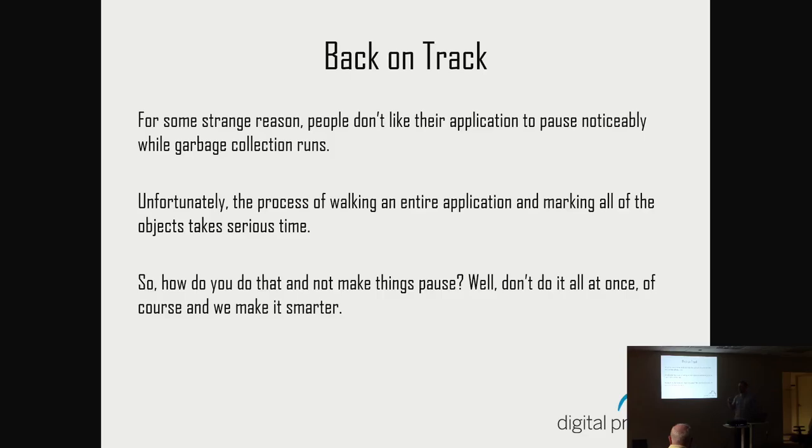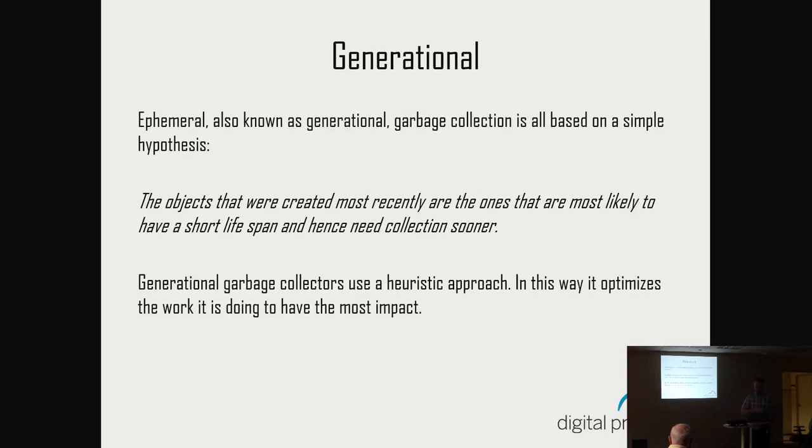People don't like large pauses in their application when these things happen. And we know that garbage collection takes time. So there is basically a non-stop desire to try to make garbage collection go faster and faster. And that's good. So how do you do it? Well, first of all, you don't do it all at once. That's one of the simplest ways, is people find ways to do a little bit at a time. But then there are also really optimized ways that we can do things. And one of the ones that is favored by V8 and by many others right now is something called generational.